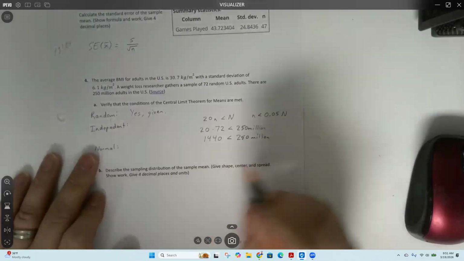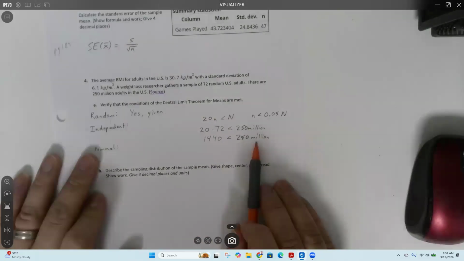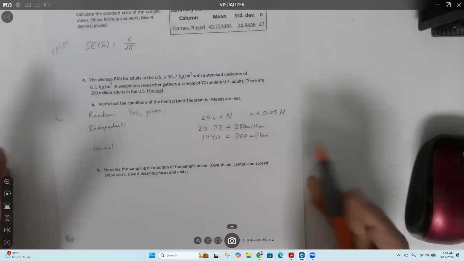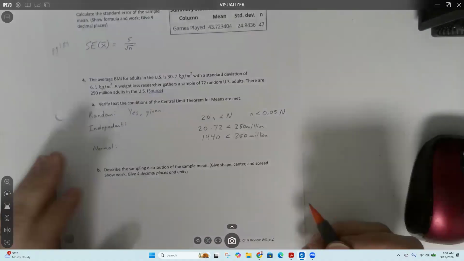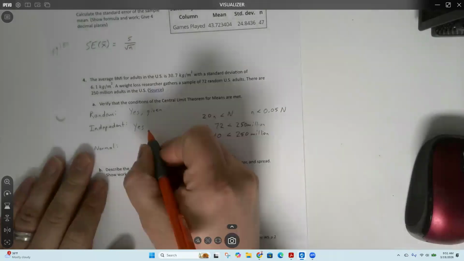Is 1,440 less than 250 million? Yes, it's way less, right? So yes, for sure. Yes, of course. Okay.